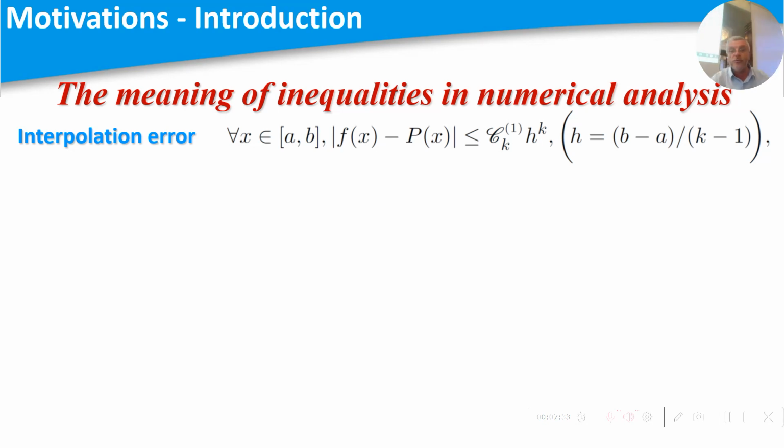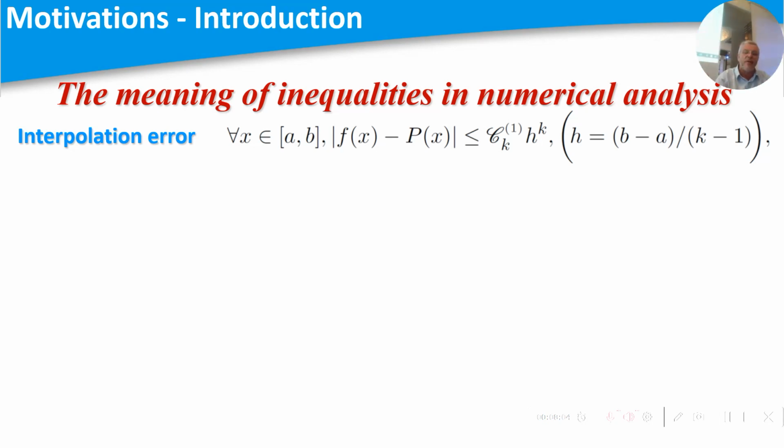So why is the right side unknown? Because, as you see, it contains a constant C1k, which depends mainly on the function f, which is unknown as we said at the beginning. And h describes, to be simple, the mesh size of the interval AB. It is not exactly the mesh size, but you can think of it as a mesh size.